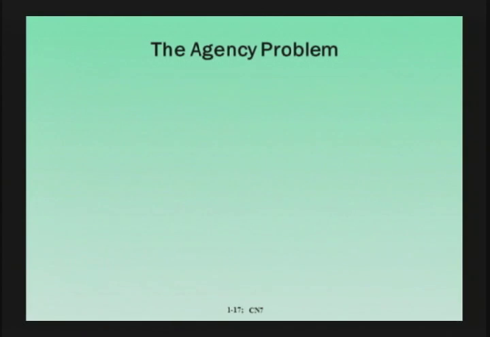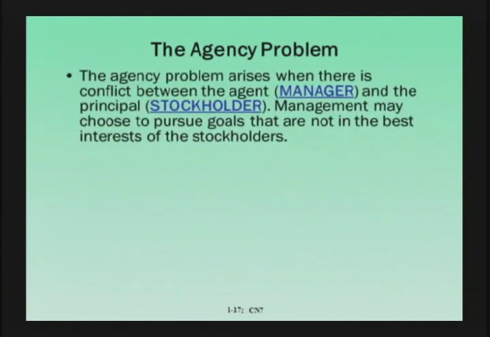Now the final topic in Chapter 1 is the agency problem. This arises because the managers and the owners of a firm may not be the same, and that's commonplace in the large publicly traded corporations. The stockholders can be very numerous, and they own the stock. The managers work for those shareholders, but they're often not the same as the shareholders.